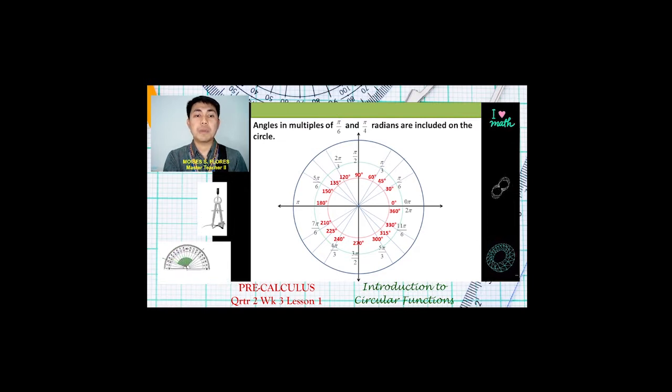Now let's have the multiples of pi over 4. We have pi over 4, 3 pi over 4, 5 pi over 4, and of course 7 pi over 4.